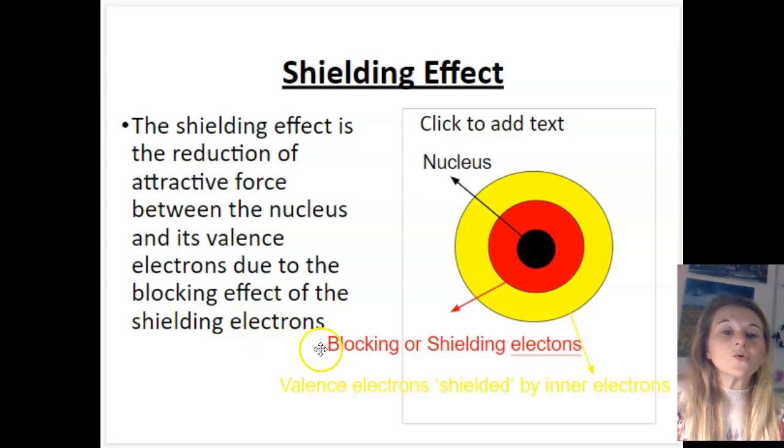You can pause the video now and get that into your notes. Okay, so we see here that valence electrons, remember valence means outer level electrons, are being shielded by that core or inner level electrons.